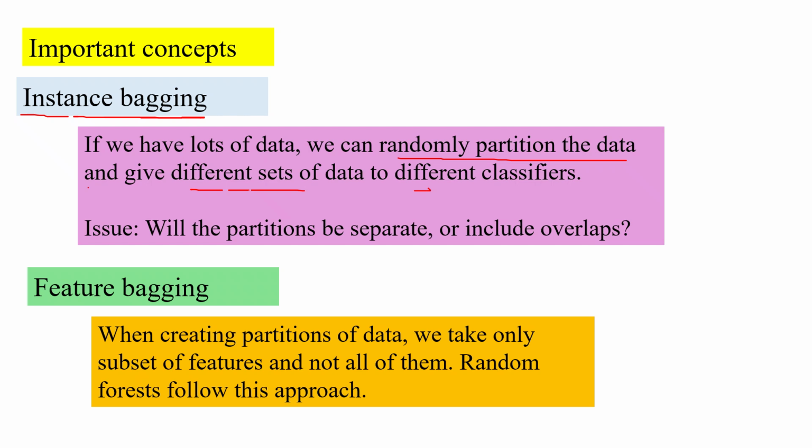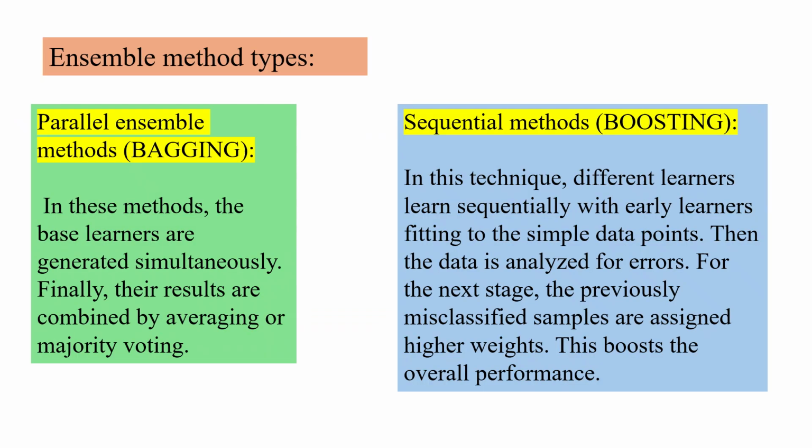Then feature bagging, combination of features, not all the features. When we are training different learners, we may bag the features. So when creating partitions of data, we take only subset of features, okay, some subset of features and not all of them. In fact, random forests, a very popular ensemble classifier, follows this approach.